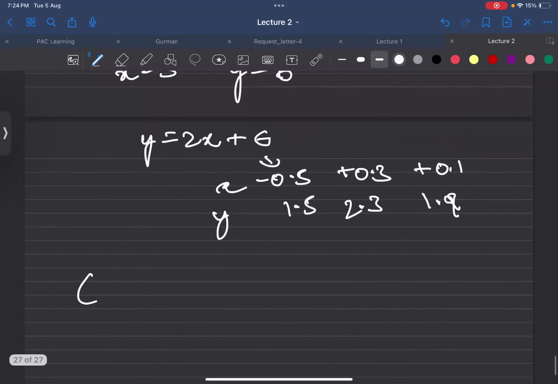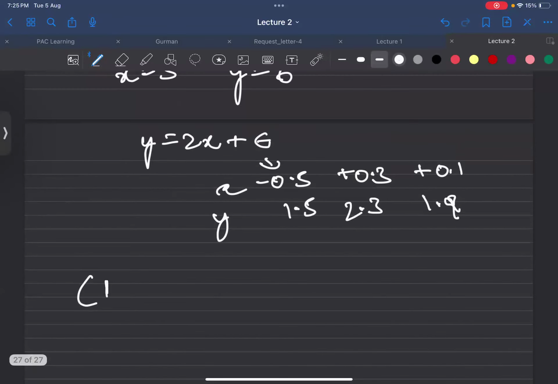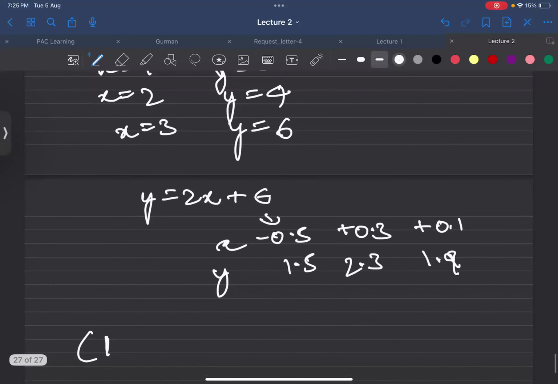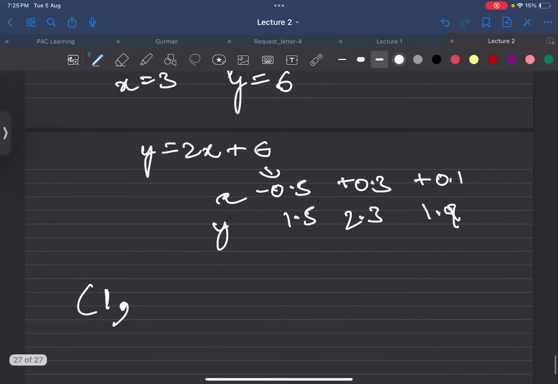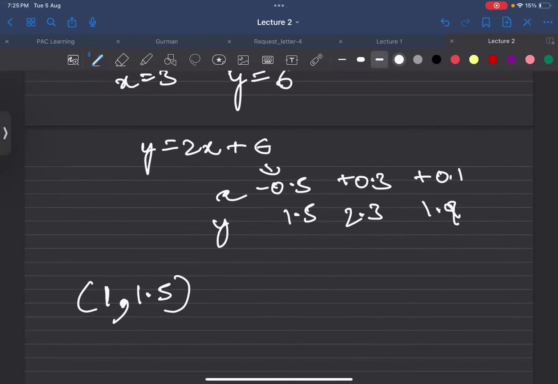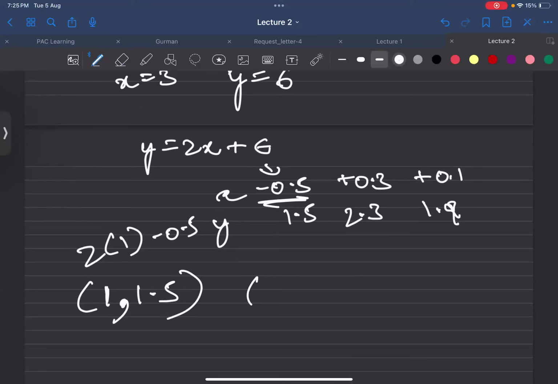So here the joint distribution exists. How does the joint distribution emerge? When I take 1 as x, suppose, then the y value is 2 into 1 minus 0.5, so that is 1.5 here. Or if I have x as 1, the value can also be 2.3 with this. Something like that.